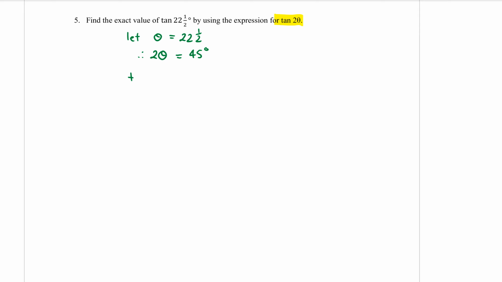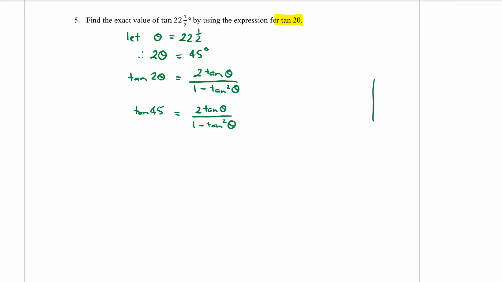Let's try that again. Tan 2 theta equals, the expansion is 2 tan theta over 1 minus tan squared theta. That's the formula. Now, for our question, 2 theta is 45. So that's actually the same as tan 45 equals 2 tan theta over 1 minus tan squared theta. Tan 45, as I said, is one of our exact values.